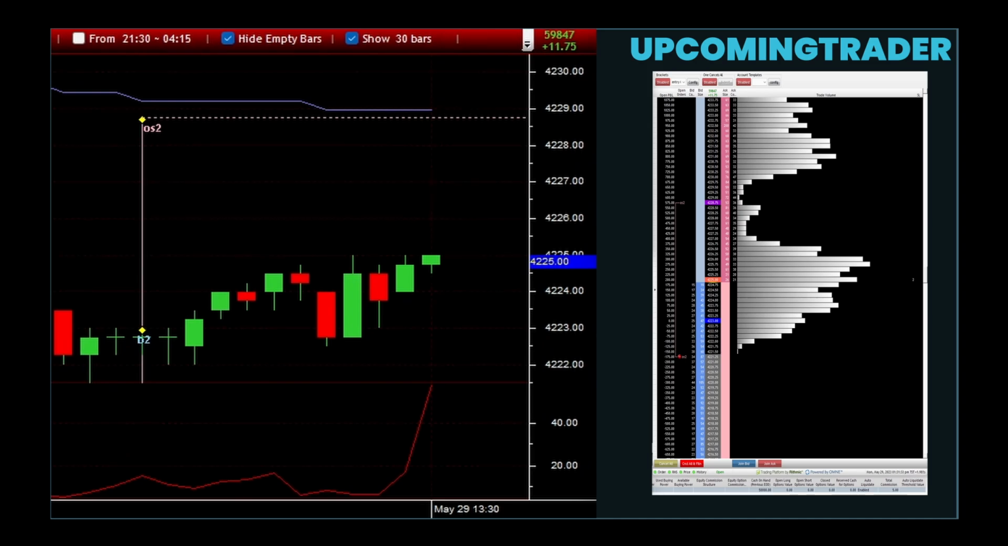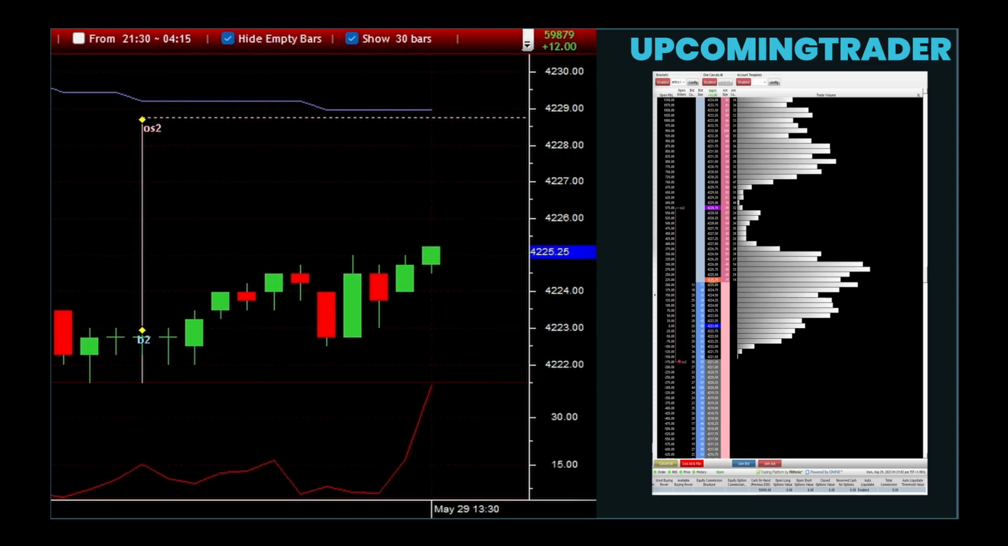Another mistake is ignoring confirmation. It is really important to wait for the price to confirm the pattern before you act on it. If you jump in too quickly, you might get caught in a false move. A breakout with low volume might not be reliable, so it is better to wait until you have a clear signal. False breakouts are another thing to watch out for.